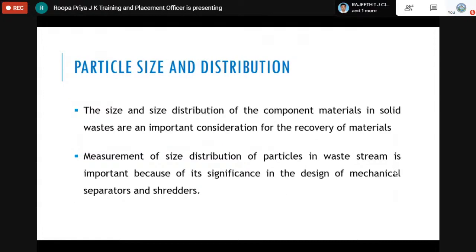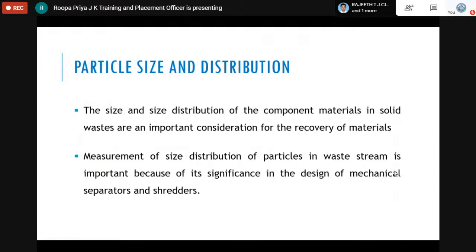Next physical parameter is the particle size and particle distribution. The size and size distribution of the component materials in solid waste are an important consideration for the recovery of the material. Measurement of size distribution of particles in a waste stream is important because of its significance in the design of mechanical separators and shredders.